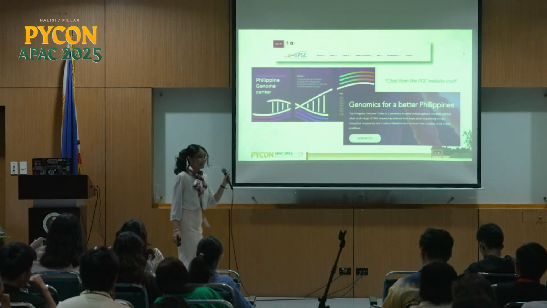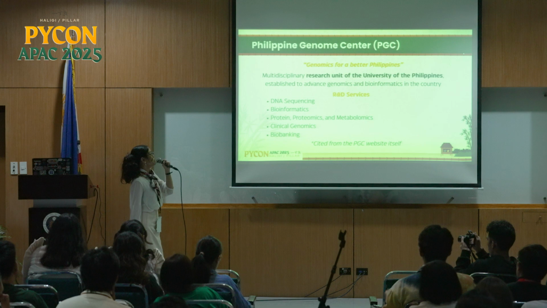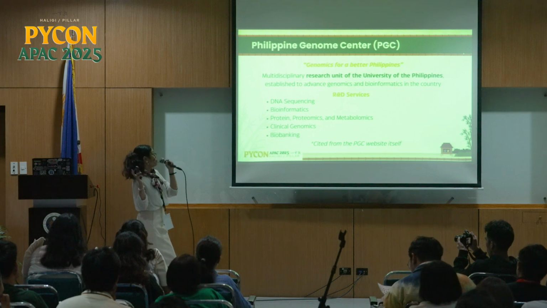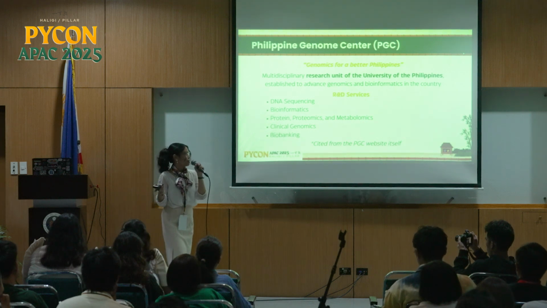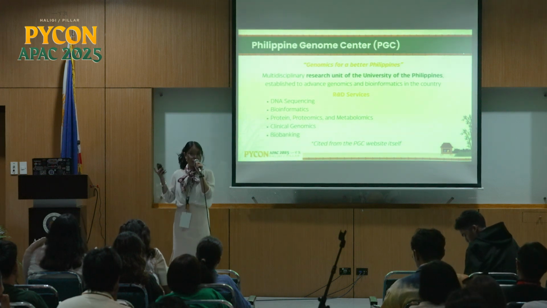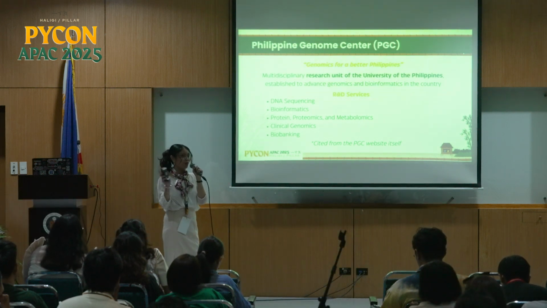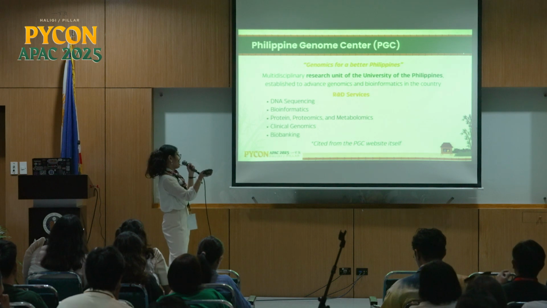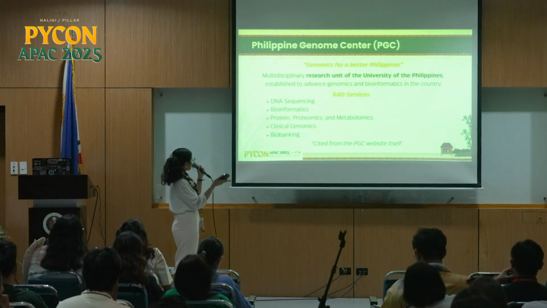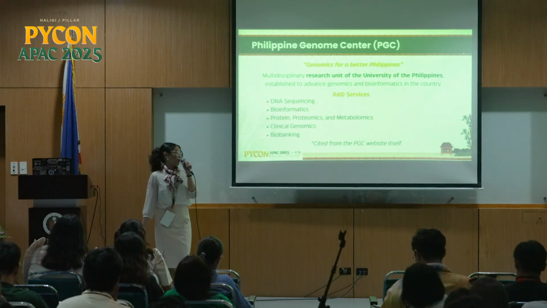This website you can see here is actually the Philippine Genome Center, and they have this slogan called Genomics for a Better Philippines. It is a research unit in the University of the Philippines. And why am I talking about this? Because they are using bioinformatics to impact us. They have a lot of R&D services, not only limited to bioinformatics, such as DNA sequencing, bioinformatics, proteomics and metabolomics, clinical genomics, and biobanking. You can check all of them on their official website.